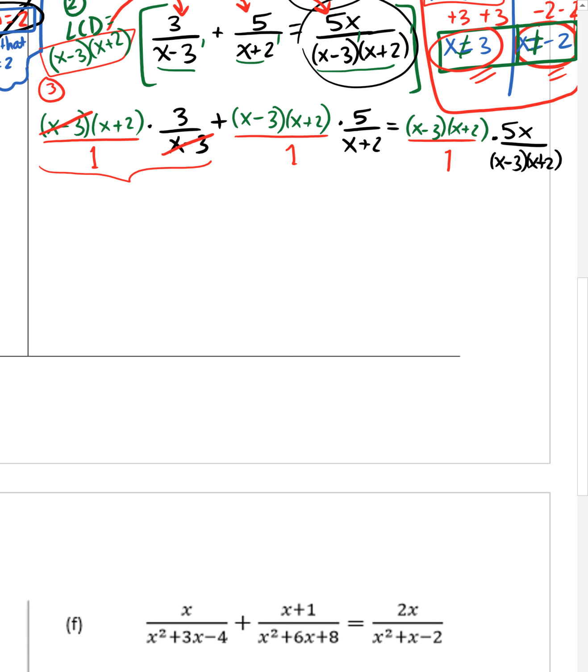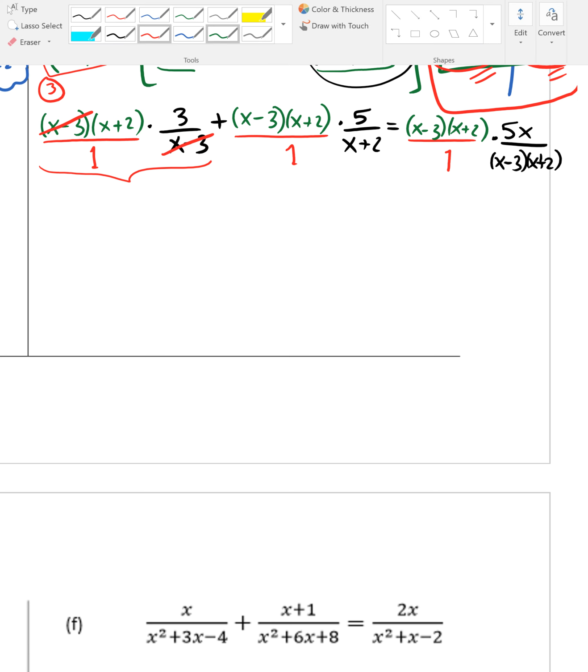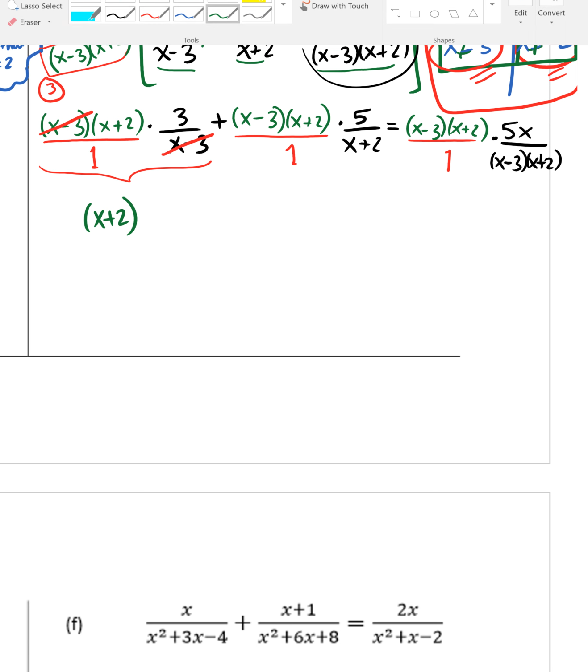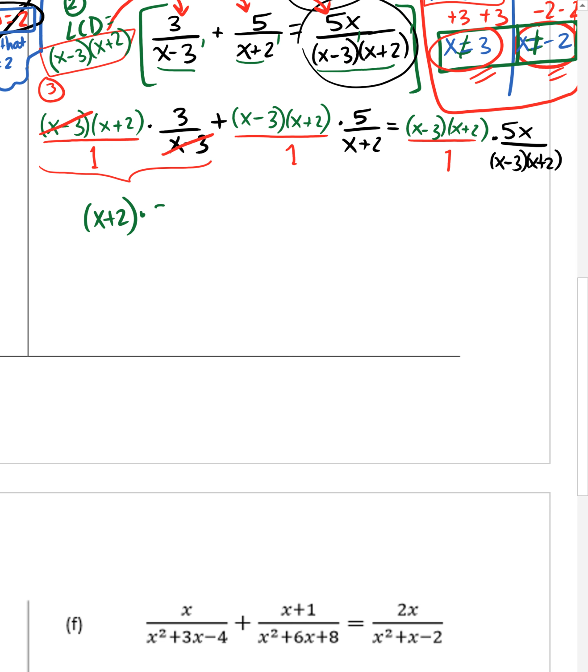Along the diagonal, the x - 3's cancel. But you're left with the x + 2 times the 3 that was in the numerator there. That's all that's left though. Oops, sorry. Times 3 plus, now on the next one, what cancels? I see x + 2 cancels with x + 2. So you're left with the x - 3 factor that was there times the 5 that was in the numerator there. Now on the other side of the equal sign, actually everything cancels from that diagonal. The x - 3's cancel and the x + 2's cancel. So you're really just left with the numerator that was there, 5x.